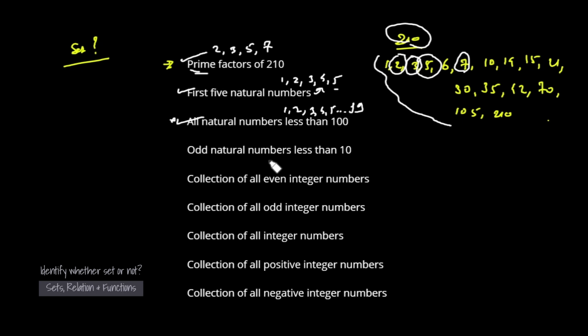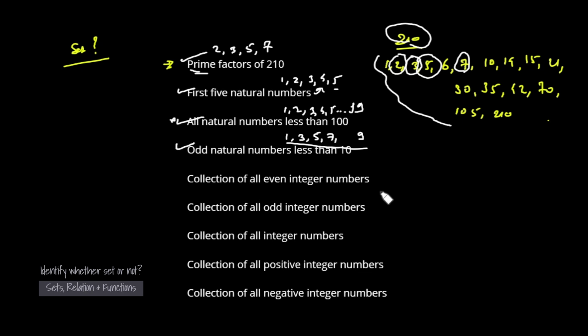Odd natural numbers less than 10, meaning up to 9, starting from 1. 1 is a natural number and it is odd. 2 is a natural number but it is even. So 3, 4, 5, 6, 7, 8 and 9. So these are the odd natural numbers which are less than 10, right? So it is a set.